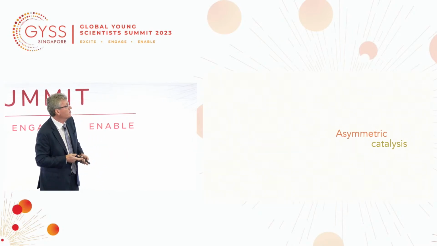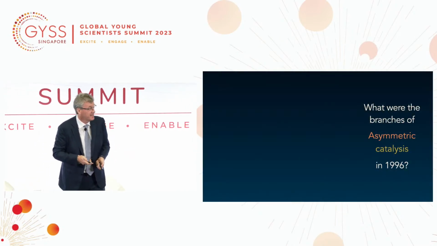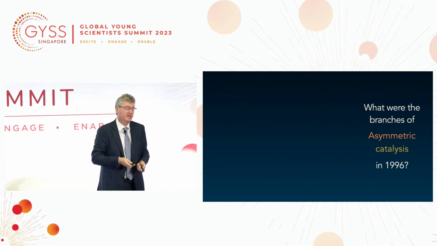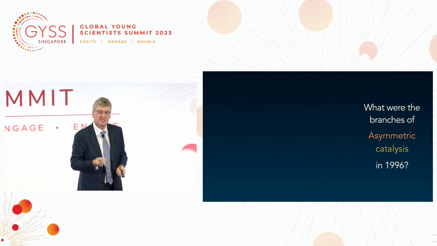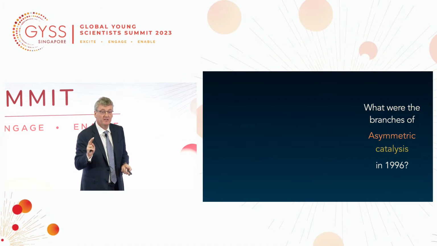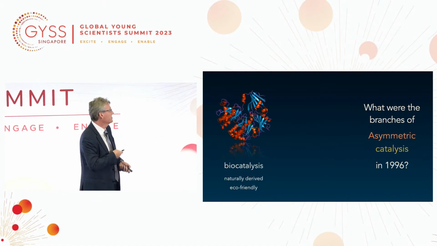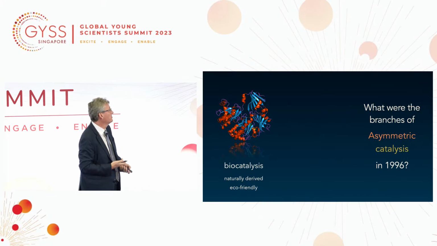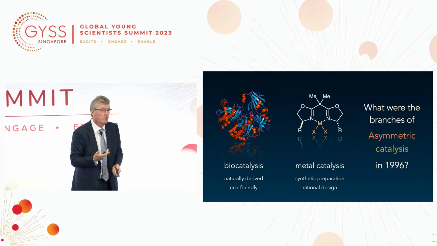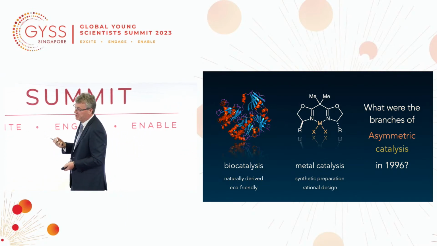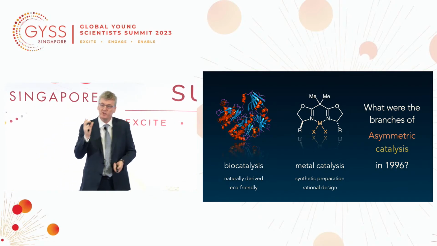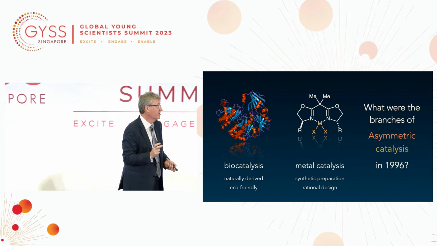Okay, so I'm going to take you back to 1996. If you ask yourself how we could perform asymmetric catalysis in 1996, there were 2 ways you could do it. The first way was to use biocatalysis, to use the enzymes of life, from animals or from humans. And the second way was human-made, and this was based upon using metals which have been designed for the purpose of allowing you to make one mirror image and not make the other one.